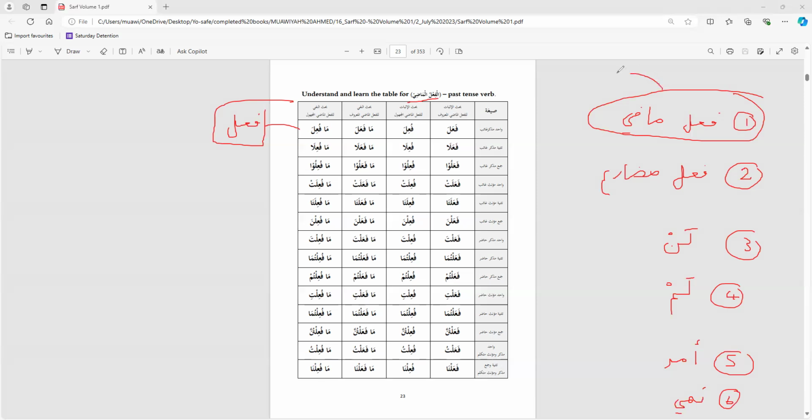So for fi'l madi, in this book, there's 19 different scales and formats. Fa'ala was just an example. It's not even the first scale. The first scale is coming on the next page, which will be Nasara scale. We're going to call it the Nasara scale. The second one will come on the page after that, which we're going to call the Daraba scale. Like that, there's going to be 19 scales. And the next 19 sides are basically these scales.